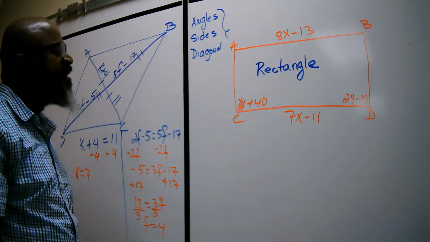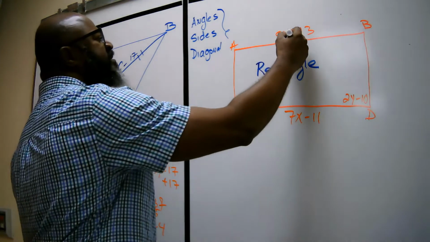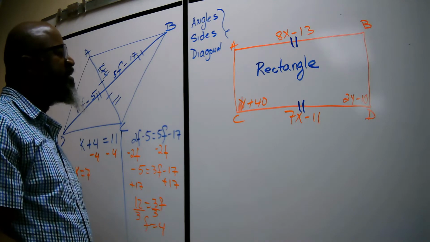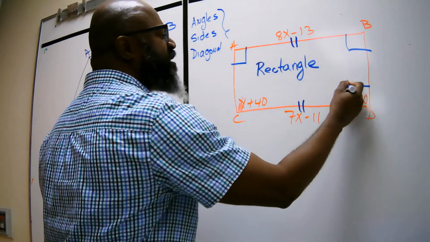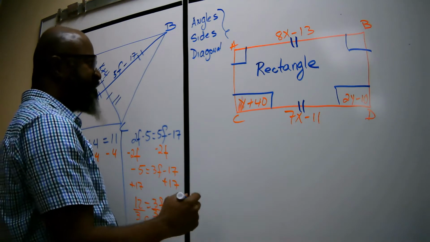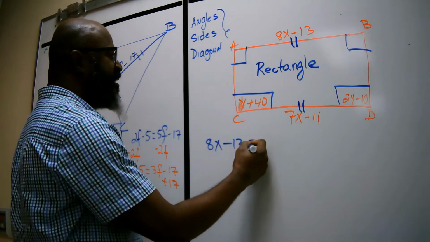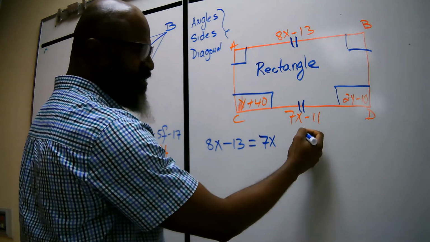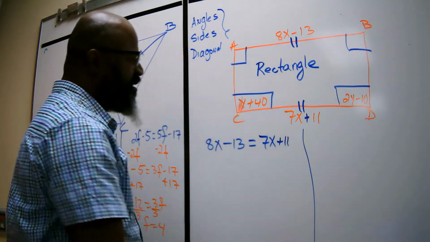Now, since a rectangle is considered a parallelogram, I know that this side must be equal to that side. That's the first property that I'm going to use. Since I know a rectangle has 4 right angles, I know those are right angles. So those are the properties I'm going to use. So let me solve for x. My equation will be 8x minus 13 is equal to 7x plus 11. That will give me x.